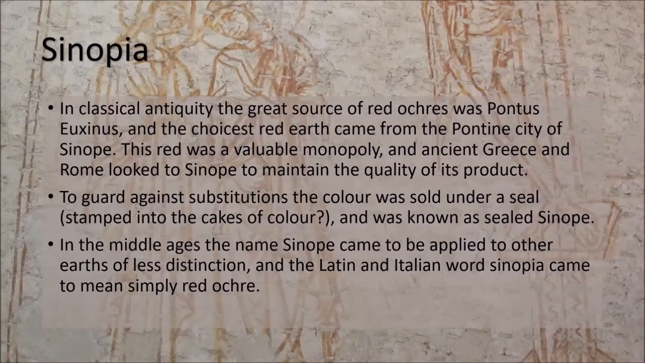In the Middle Ages, the name Sinope came to be applied to other earths of less distinction, and the Latin and Italian word Sinopia came to mean simply red ochre. But initially it was that particular red pigment acquired from the city of Sinope. It was very good in color, and it had a stamp on it. Later on, this term, even until now, is applied to the underdrawing of the frescoes, which was done with this red color.